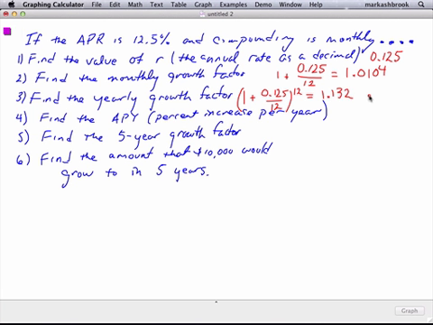Okay, I'll just stop right there. Are there any questions so far? Yes, sir. Yeah, the expression is good enough. Now, for this next one, it's hard to see, unless you're a genius, what the APY is from that, but we can see it from this. Given that the yearly growth factor is 1.132, what is the percent increase per year? 13.2%. Right.